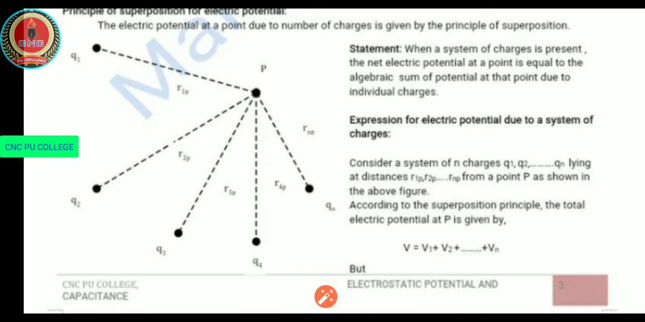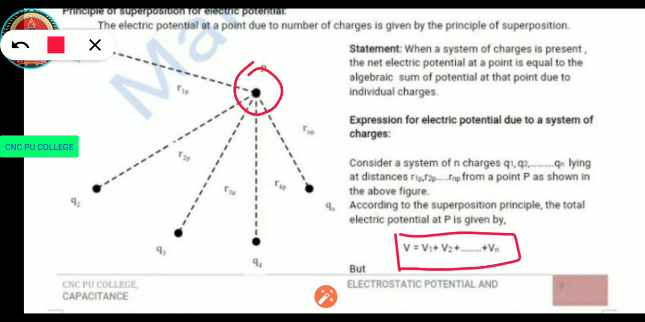Then we make use of the superposition principle. So the total potential at P is V equals V1 plus V2 plus so on plus Vn, where V1 is the potential at point P due to the first charge, V2 is the potential at point P due to the second charge, and so on, Vn is the potential at point P due to the nth charge.